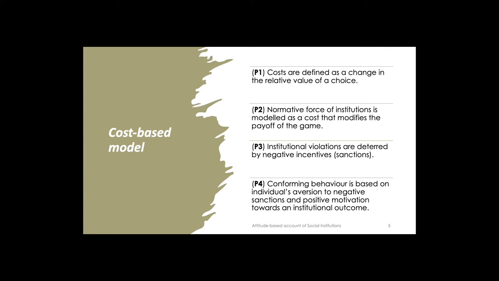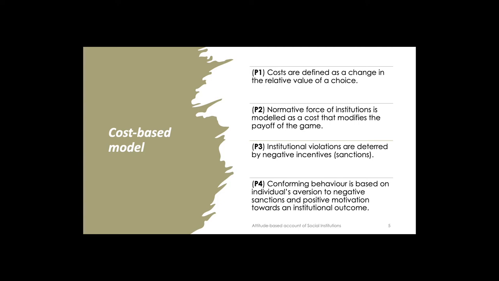Here you can see basic principles that determine the model, which I call the cost-based model of institutional behavior. Costs are defined as a change in the relative value of choice. Normative force of institutions is modeled as a cost that modifies the payoff of the game. Institutional violations are deterred by negative incentives, and conforming behavior is based on individuals' aversion to negative sanctions as well as his or her positive motivation towards an institutional outcome. These four statements broadly capture normativity associated with the institutional behavior, and they describe how we follow or possibly depart from that behavior.